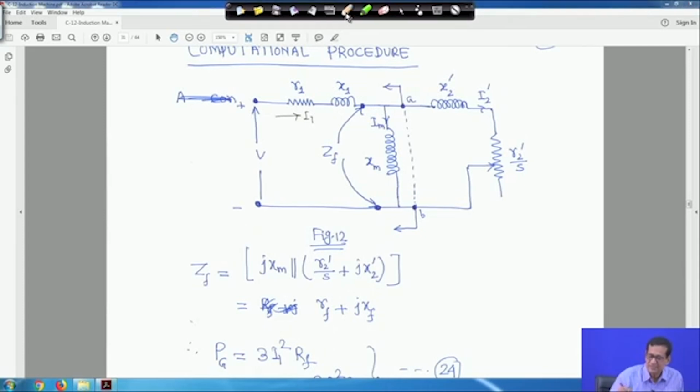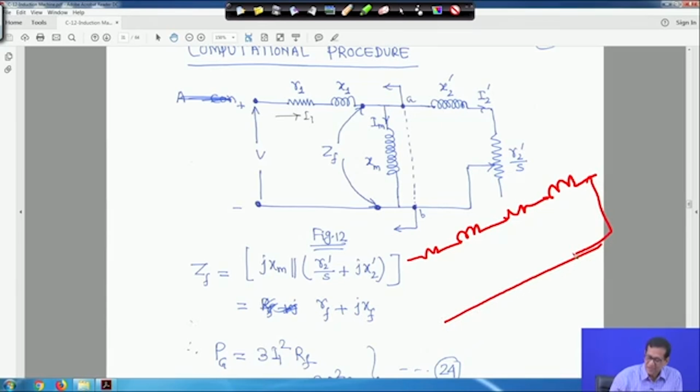At that time you will make an equivalent circuit. This is my R1, this is my X1, and this is my Rf, and this is my Xf, right. And the circuit is closed, this is the voltage V, and this is the current flowing I1, right. So this is my R1, this is my X1, this is my Rf, and this is my Xf, right. I am not putting jX1, jXf, it is understandable. So that means Pg will be across this point A and this point B, right.